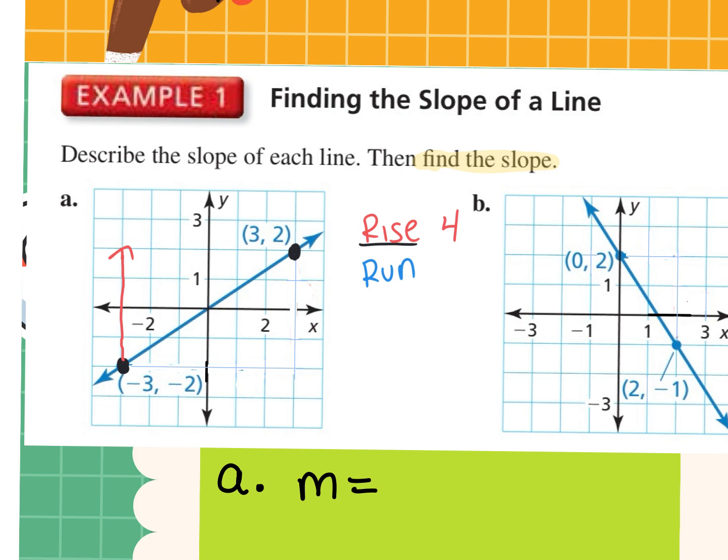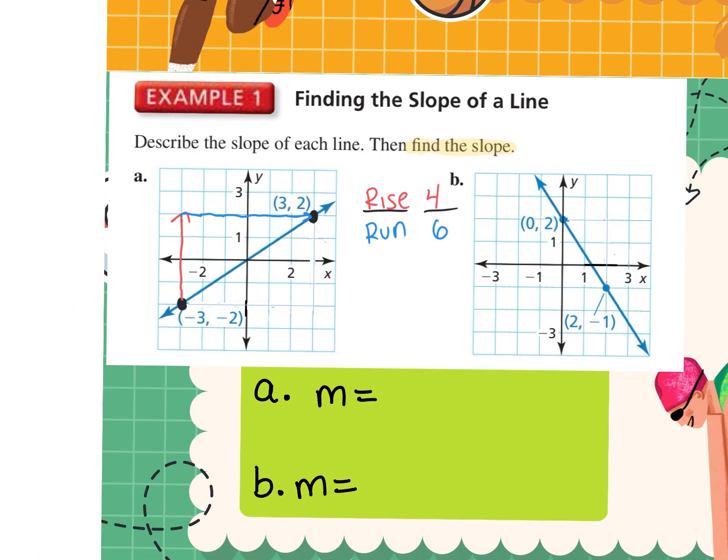All right, so we figured out the rise was 4. It went up 4 boxes. And then how many does it run to get to that other point? 1, 2, 3, 4, 5, 6. And it went to the right, which is also positive, right? So both the 4 and the 6 are positive numbers. Now, I want you to leave the slope as a fraction, but I do need you to simplify it. So what does 4/6 simplify to?